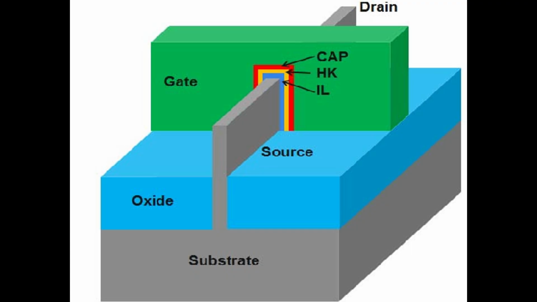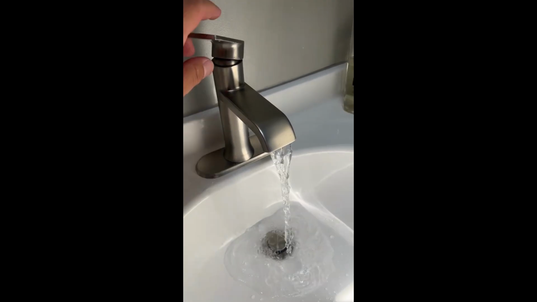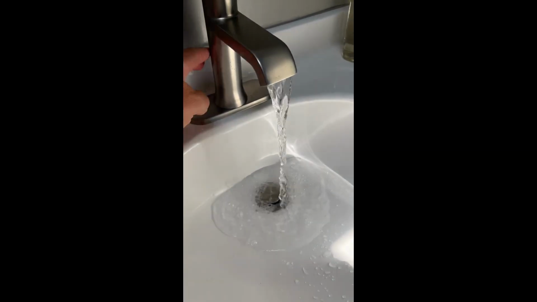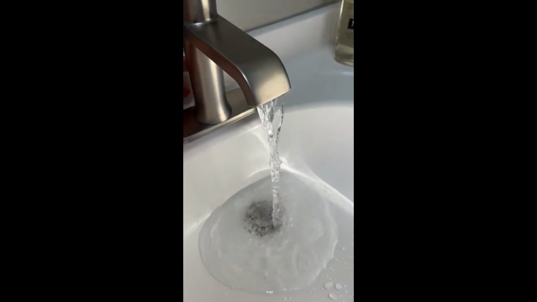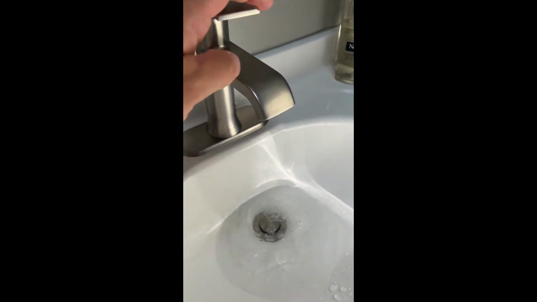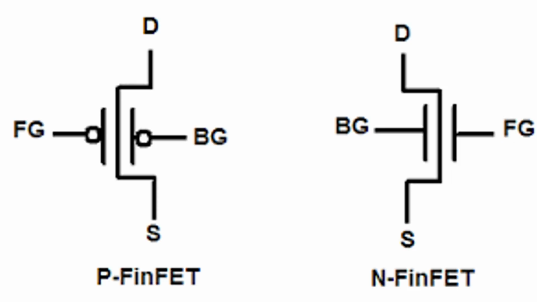Using our water faucet analogy from before, this transistor is like a faulty water faucet where when the handle is down, the water is on, and in order to turn the water off, you have to actively lift the handle. This is the symbol for the P-type transistor, and the circle on the gate indicates the inverted functionality.